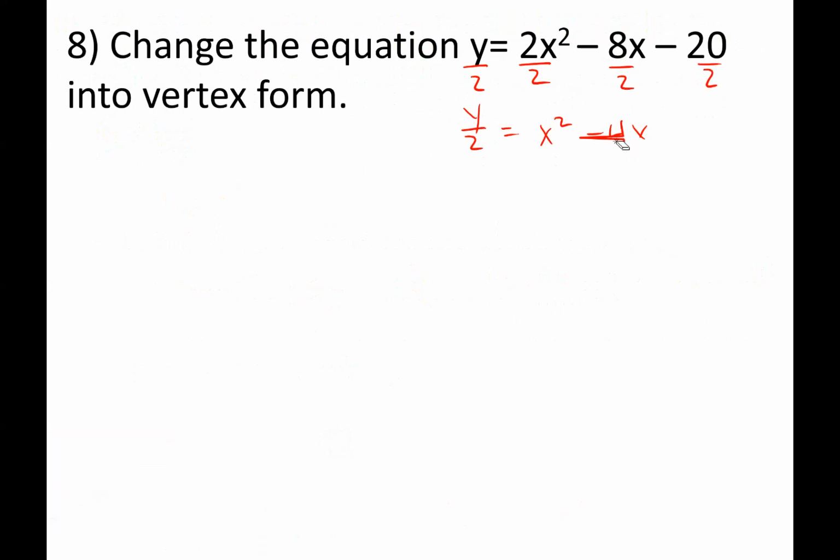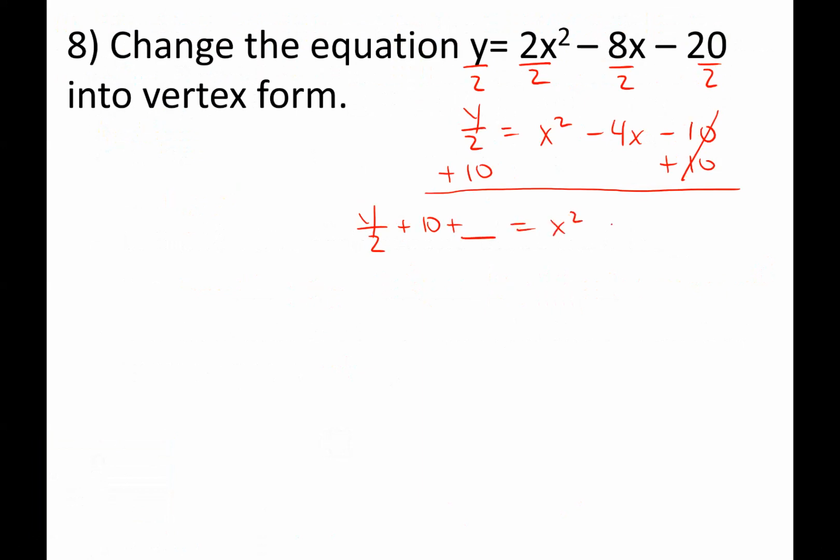Minus 4x and then minus 10. Once the number is fixed in front of x squared, then we're going to add 10 to both sides, move that number over. And when we do that, that's going to get rid of the number on the right. We're ready to complete the square. So I'm going to set that up. Y over 2 plus 10 plus blank equals x squared minus 4x plus blank.